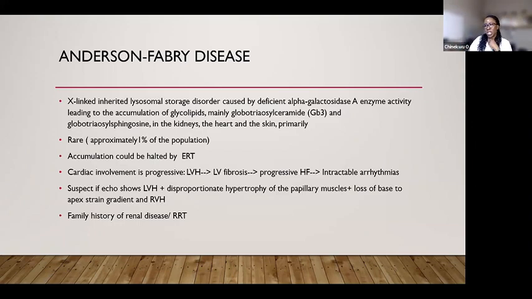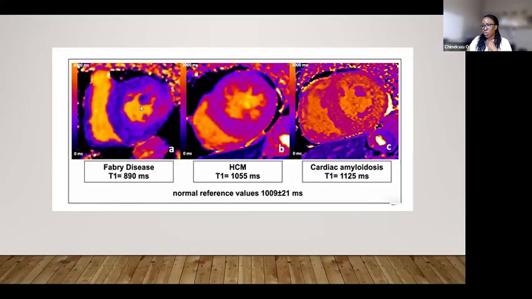So that is really what it's like, and it's an X-linked disease. Because these are glycosphingolipids and they deposit in the myocardium, and we said in session 1 that fat has a short T1 time, right? So if sphingolipids are deposited in the myocardium, it will shorten the T1 time of the heart.